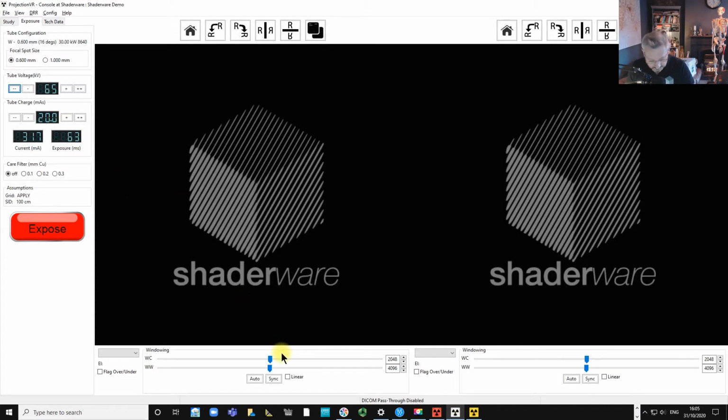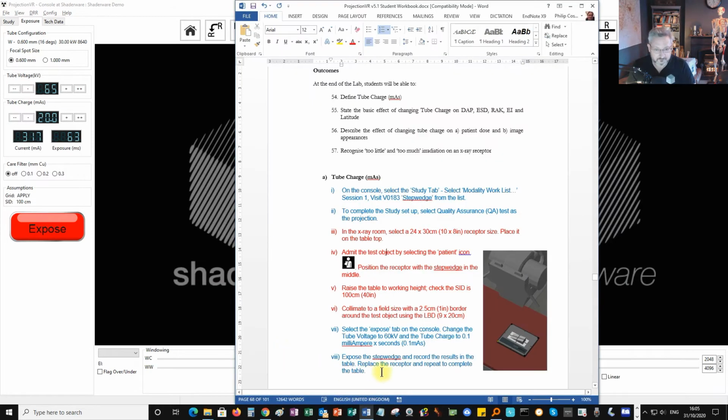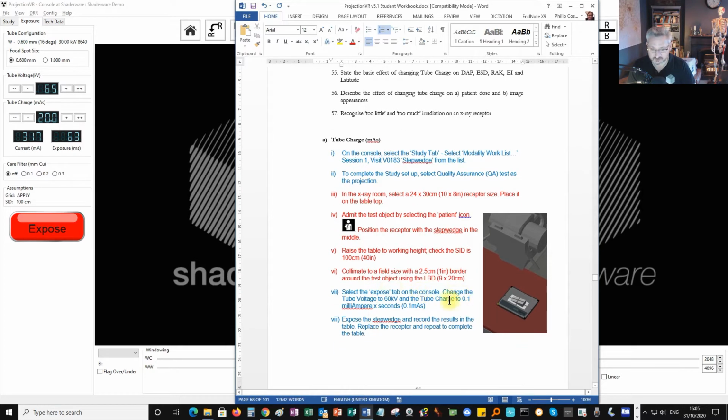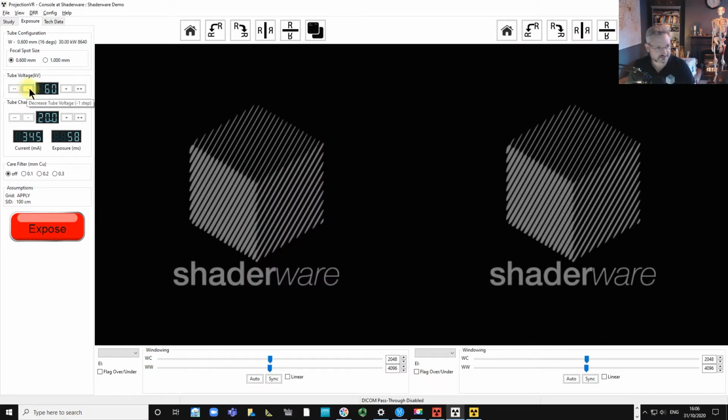And then select the exposure tab on the console, change the tube voltage to 60,000 volts and the tube charge to 0.1 milliampere seconds, and then expose it. Okay, so we're going to drop this down to 60,000 volts, and we're going to drop this down to 0.1 milliampere seconds. Okay, so we just need to talk a little bit about what this tube charge actually is.